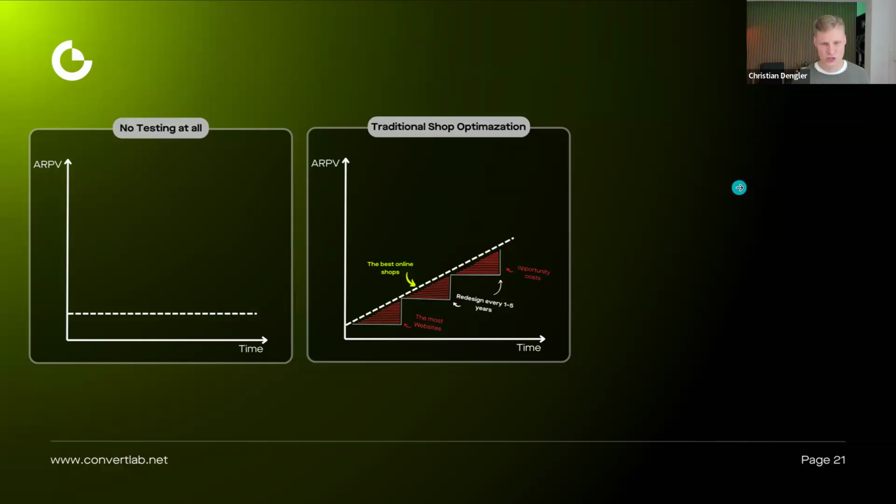Then there's traditional shop optimization. I find this graph interesting. I saw it in a slide deck somewhere, so I found it interesting and also took it for today. The way of traditional shop optimization would be to make a redesign every once in a while, maybe every year or every fifth year. And what happens there is, first of all, you have a lot of opportunity cost, because you have this gap here, this triangle gap.